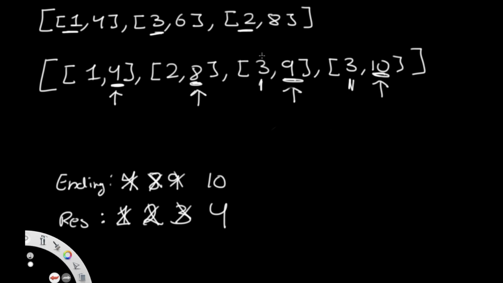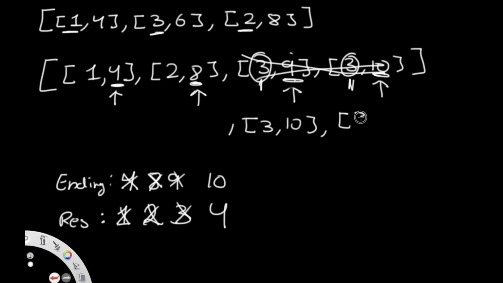And the reason for that is we want our starting values to be in ascending order and the ending values to be in descending order. So instead, let's just get rid of this over here. Sorry, it's a little messy. So we're going to have 1, 4, 2, 8, and this over here is going to be 3, 10, and after 3, 10, we're going to have 3, 9.